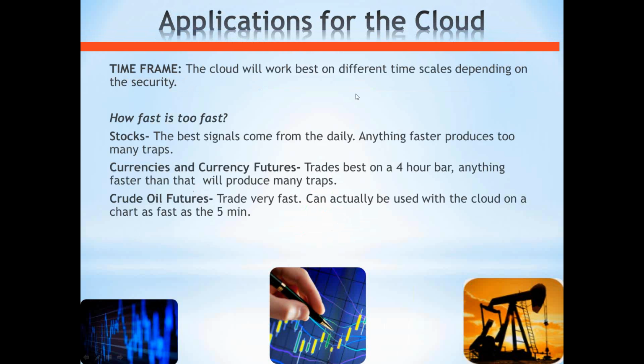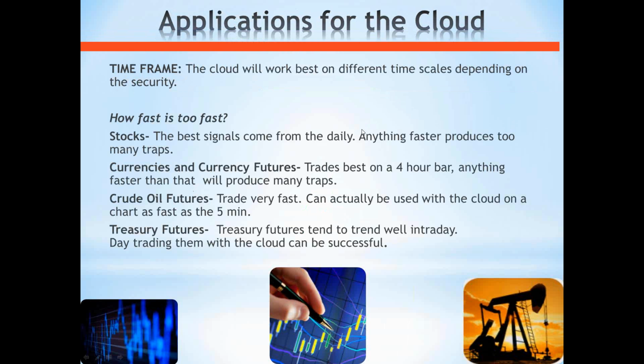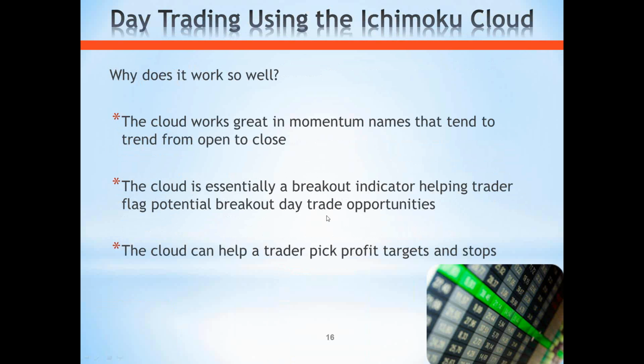Crude oil futures trade very quickly. Crude, gold, things like that, I can chart them on something as fast as a 5-minute bar. So that lends itself pretty well to trading these short-dated intraday expiries using binary options. Okay, Treasury futures, other things like that, those aren't really going to be a concern when I'm trading binaries. So day trading using the Ichimoku cloud works well because the cloud works well in momentum names that tend to trend well from open to close.